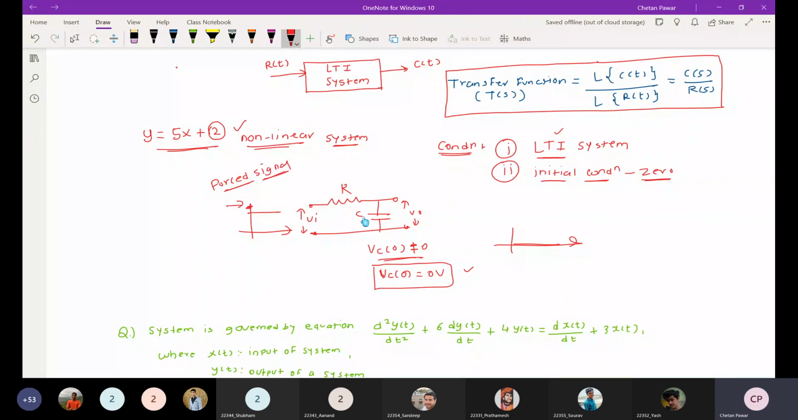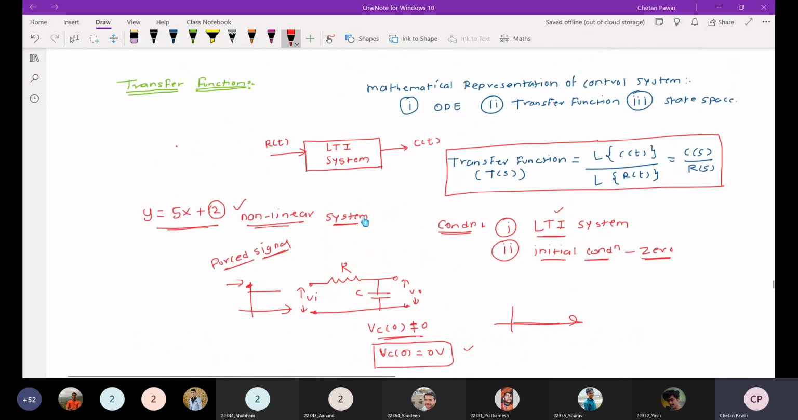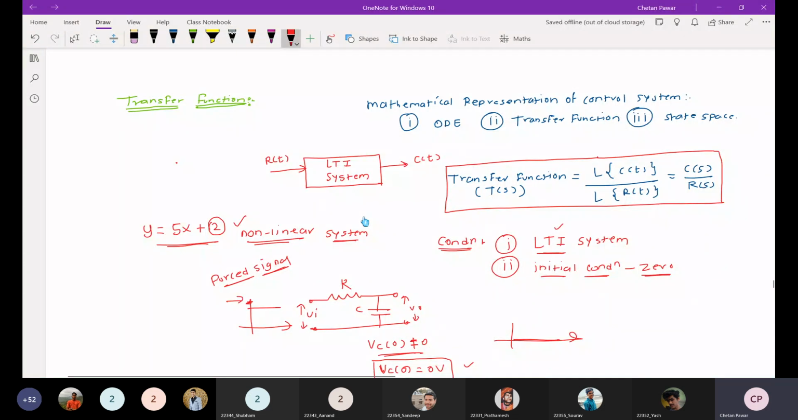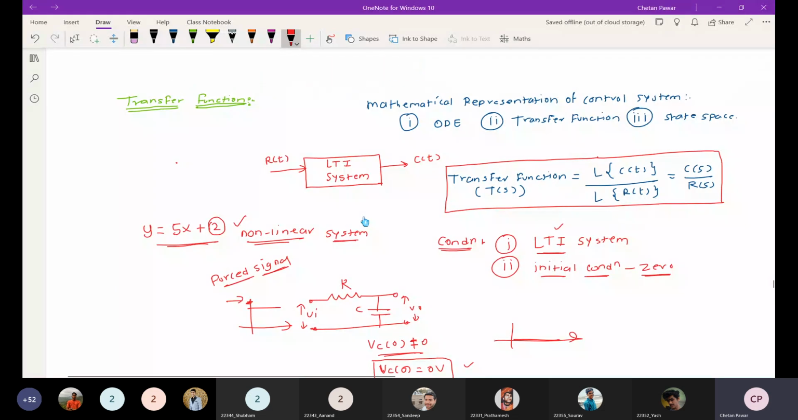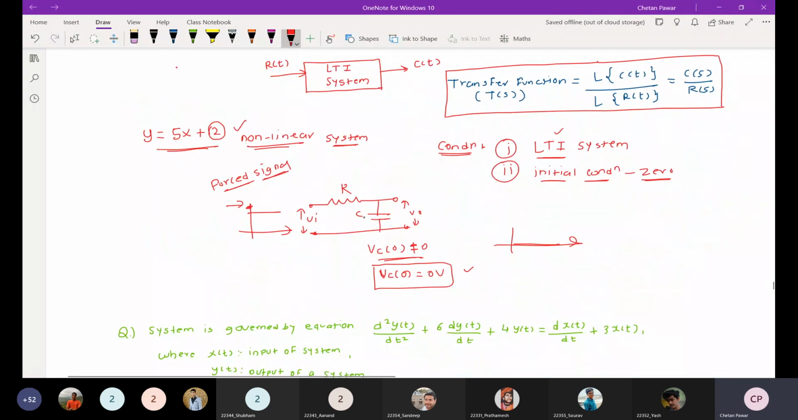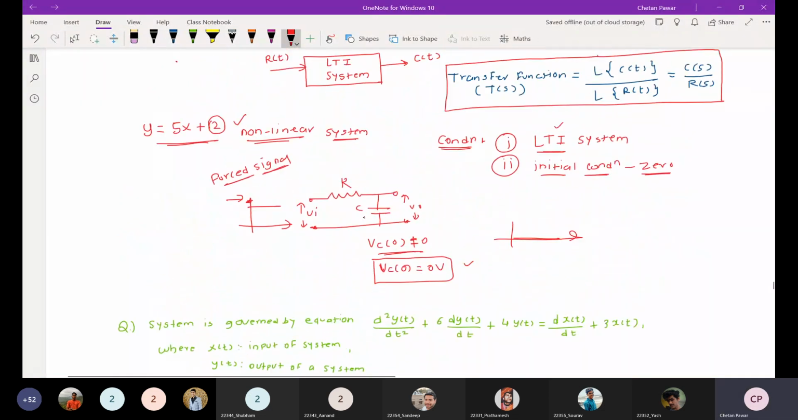All the initial conditions, so the initial voltage across the capacitor or the initial current through the inductor. These are the two main conditions. For these systems only can you calculate the transfer function. So these two conditions are the important point. For other systems you can't use this mathematical representation; you can't represent those systems using a transfer function. So these are the important points related to the transfer function. Have you understood these points?